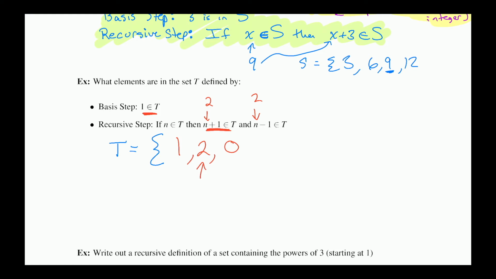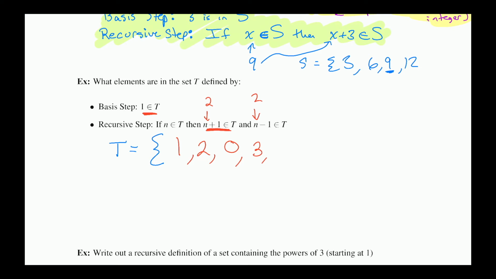What are we going to get? According to the rules, 2 plus 1 is going to be in t. 2 plus 1 is 3. So we get 3. And then according to this rule, 2 minus 1 is in t. 2 minus 1 is 1, right? So 1 is in t. But this is a set. You don't have to list things more than once. So 1 is in t, but we already knew that 1 is in t, so you don't actually have to write this. So just erase it. Okay, so that's for 2.